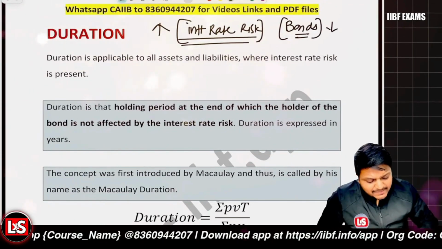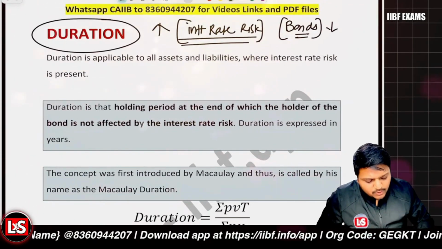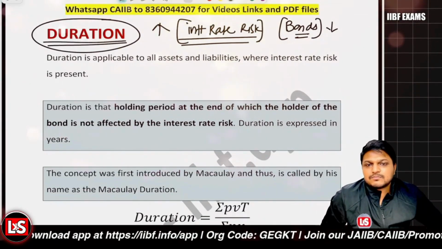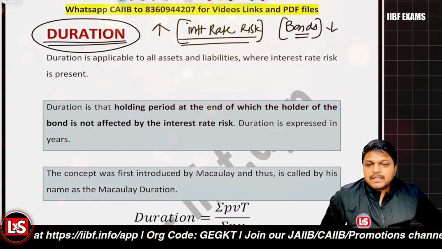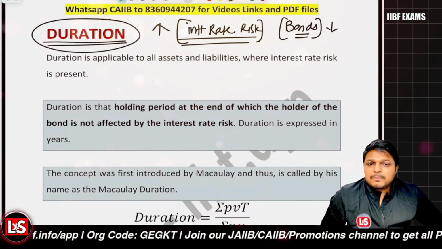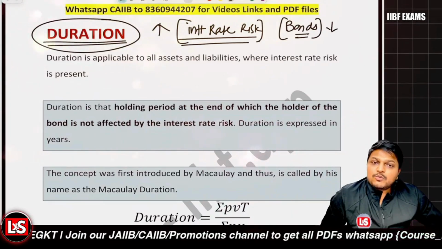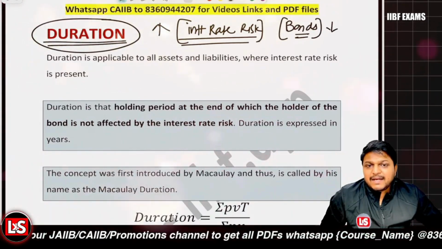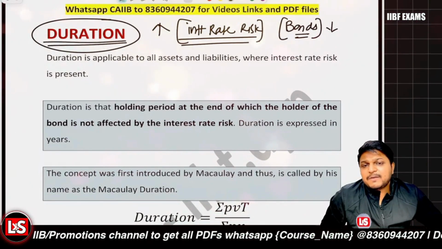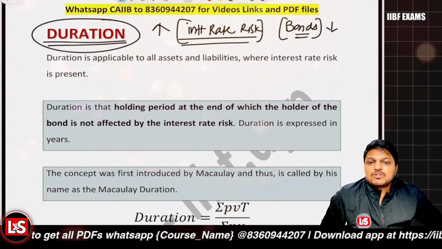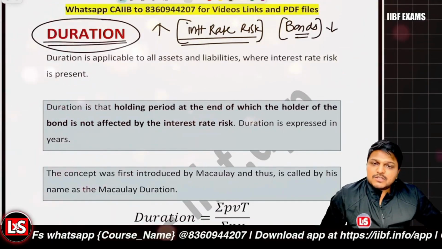So duration represents the time period for which, if we are holding the bond, the interest rate risk will become zero. The interest rate risk is going to be neutralized, right? And further, after this period, the reinvestment risk and the price risk are going to offset each other. That's about it.